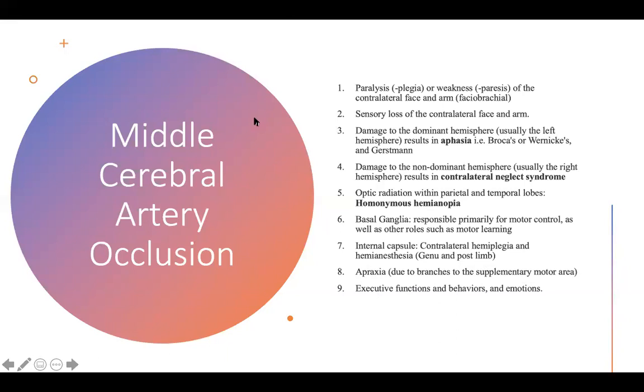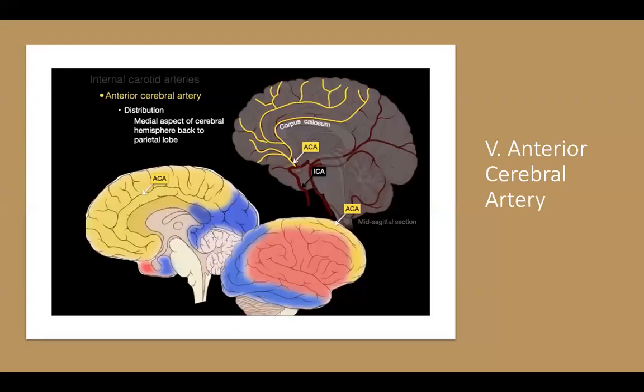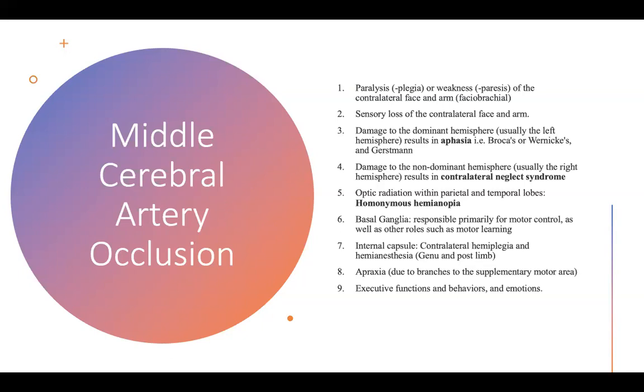I think it receives the input from different parts of the body and feeds it to the primary motor area. Yes, correct. And it's there in the frontal lobe. And then you have executive functions, and behaviors and emotions will be affected because of the respective areas in the frontal lobe. Okay? Yes. Now we finished the middle cerebral artery. Do you have any questions?